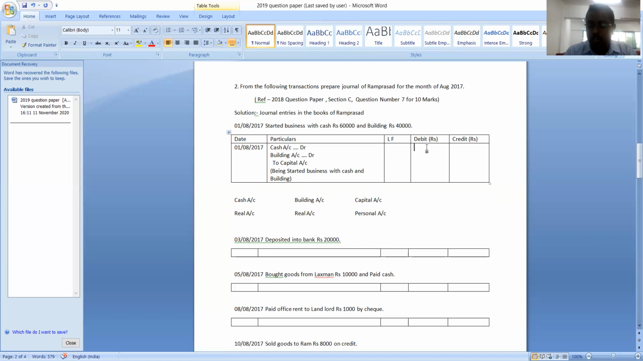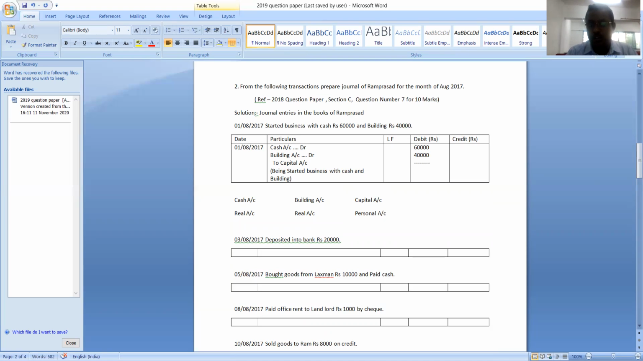So cash account debit, how much cash is invested? 60,000 rupees cash is invested. How much? 60,000. Are you getting my point? So cash account debit, debit column rupees 60,000. Building account debit. So how much? It is 40,000. Then the next line is nil.